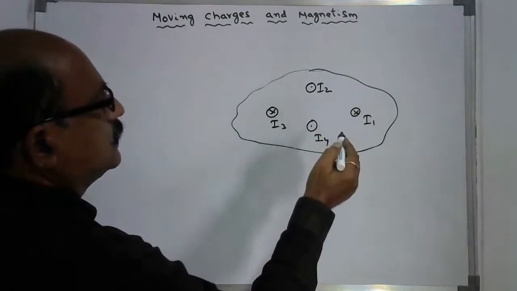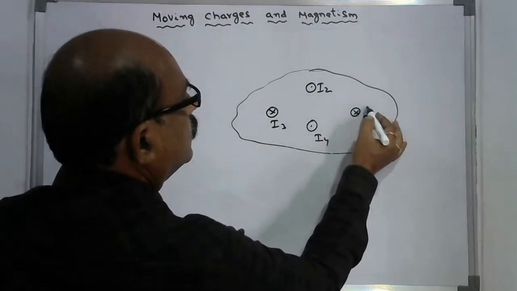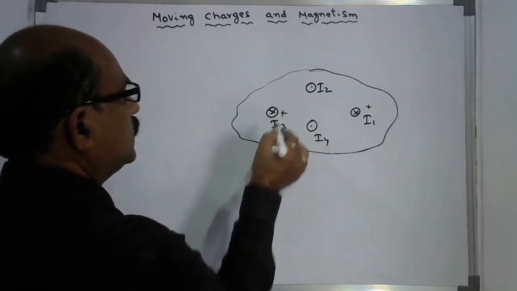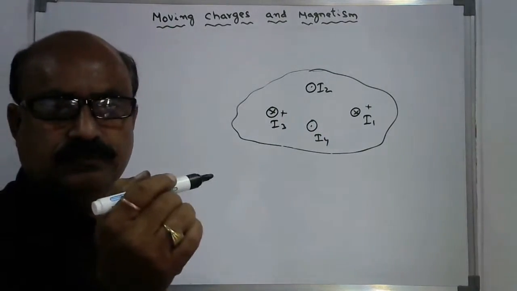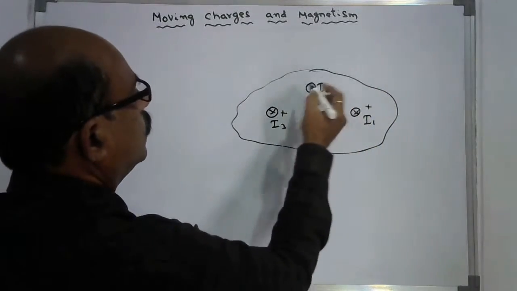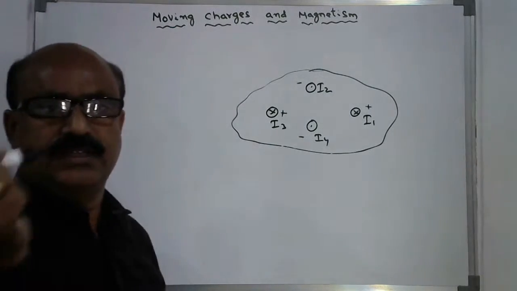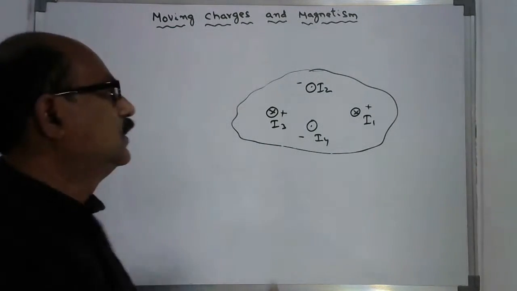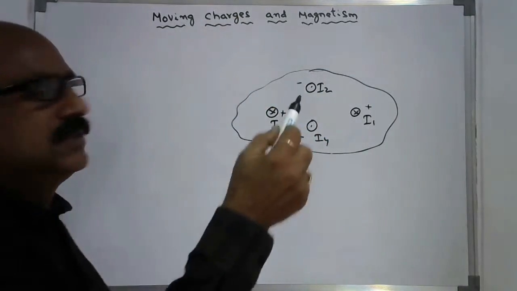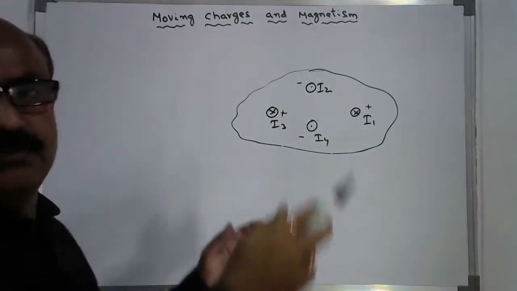In one case, suppose the current is passing into the board, I write here it is plus. Into the board, I write here it is plus, the direction of current. And if the current is coming out of the paper or the board, I write here it is minus. Current is plus if it is entering into the paper, into the board, or I take minus current if it is coming out of the paper. So into the paper and out of the paper for our convenience.